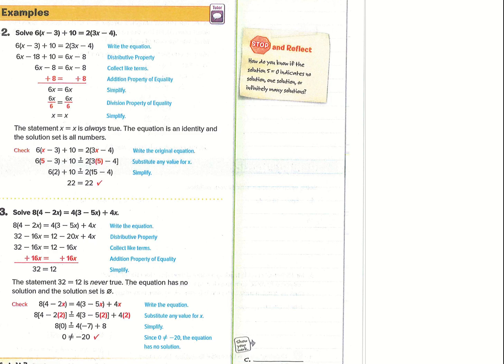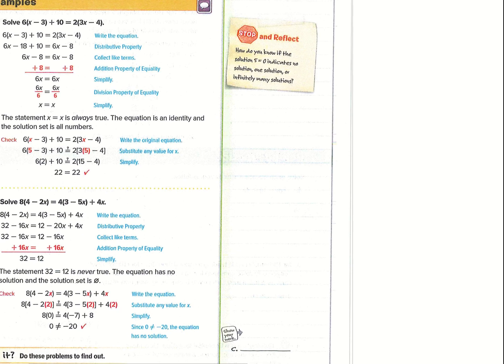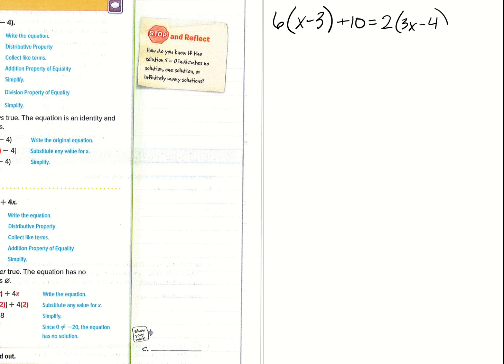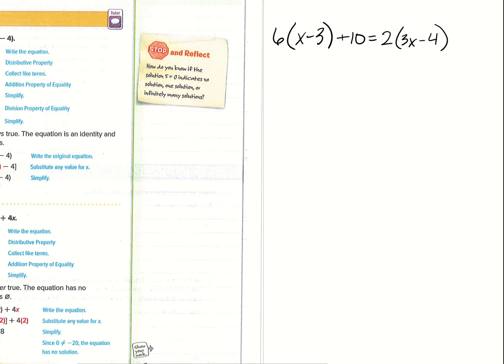So we're going to look at an example of this with multi-step equations. We'll look at example 2, which is at the top of your screen right now. We have 6 times x minus 3 plus 10 equals 2 times 3x minus 4.